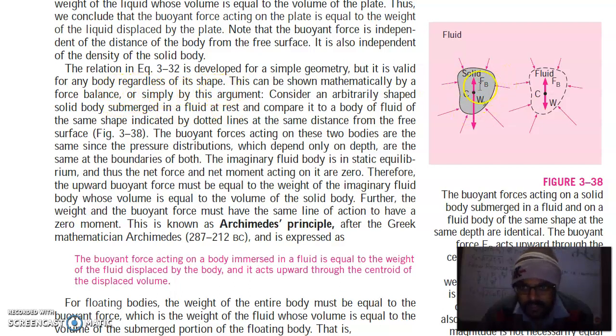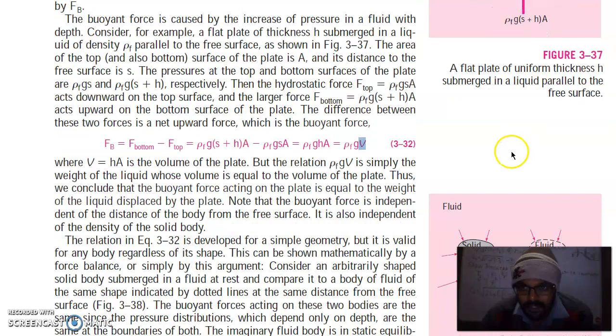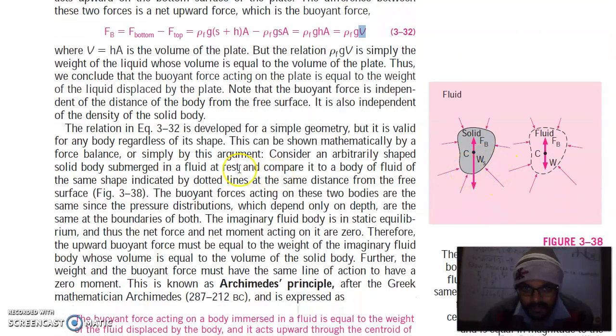So you can take two bodies here with a different shape. You can say this is a plate. Here we can take any shape. This can be shown mathematically by force balance or simply by argument. Consider an arbitrarily shaped solid body submerged in a fluid at rest and compare it to a body of fluid of the same shape, indicated by dotted lines, at the same distance.